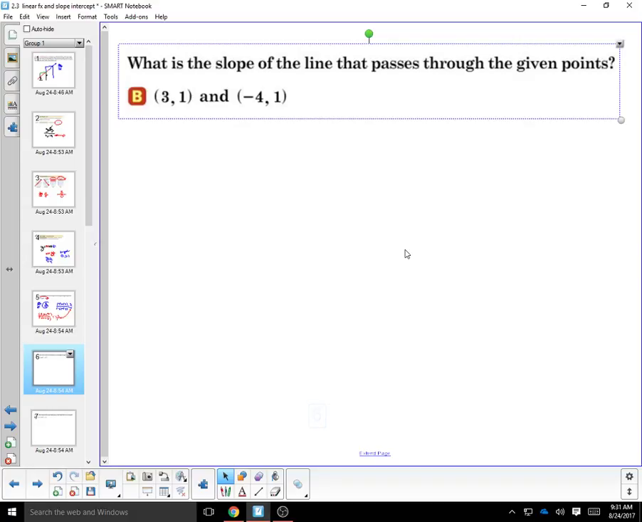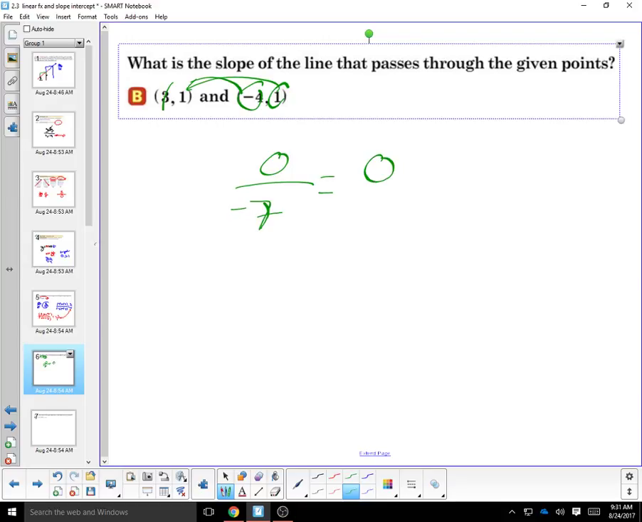Look at this. 1 minus 1 is 0. Now, I do want to check the other part. Negative 4 minus 3, that's a negative 7. That's going to make it 0. Why do I want to check the other part? I want to make sure the denominator is not equal to 0. Okay? So in this case, I've got 0 slope. Boom, I'm done.